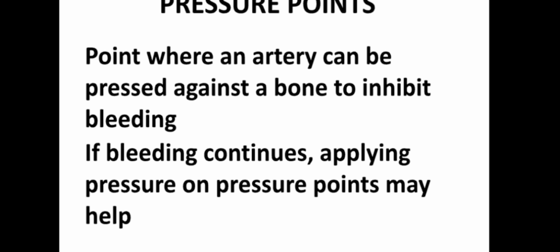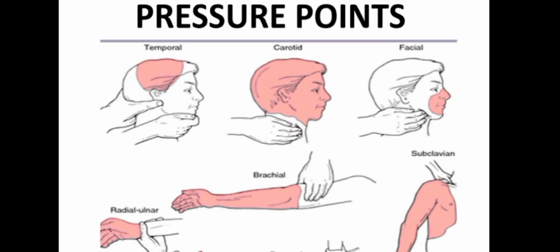Pressure points. A point where an artery can be pressed against a bone may help. So, pressure points are really very helpful if you know where they are. So, let's discover where we can find pressure points in our body. In this image, you can see the pressure points you can find in our body. The number one is temporal, carotid, facial, radial, ulnar, brachial, subclavian, and femoral.